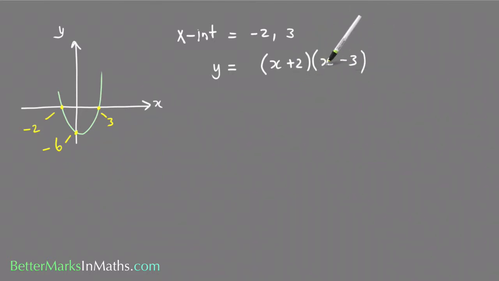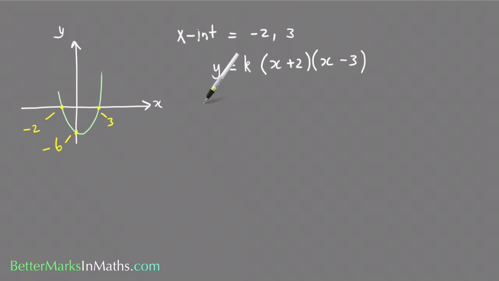And if you remember, when it's in this form, when you let it equal 0, you go x plus 2 equals 0, and then x equals minus 2, and that's your x-intercept. So you're just working backwards, putting these back into brackets. And then what you have to do is multiply all of that by some number and then figure out what the number is by using the y-intercept.